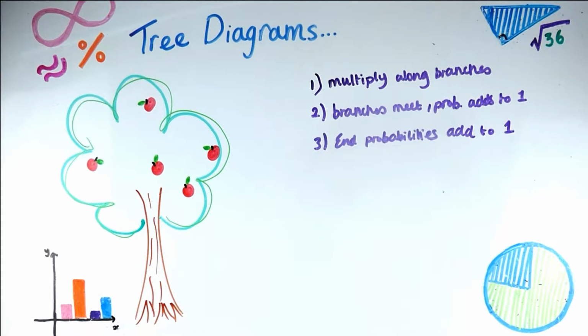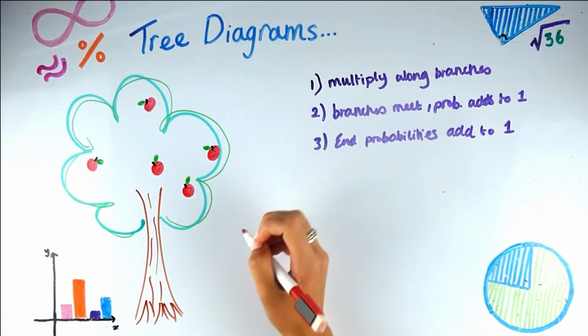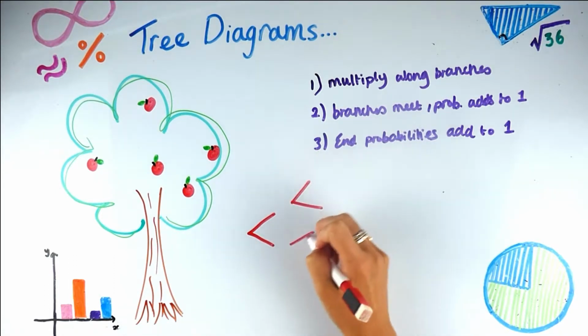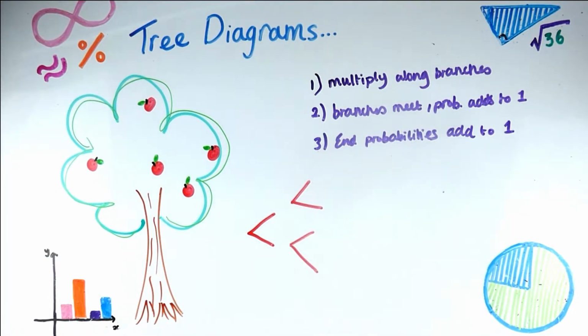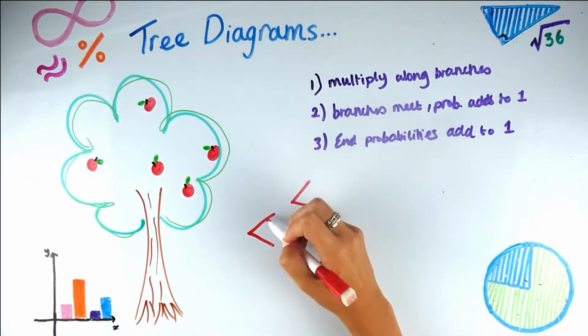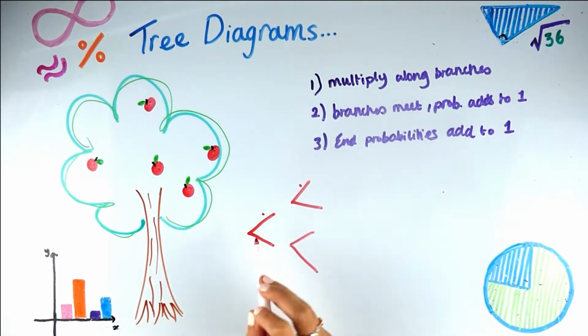So the first one, multiply along the branches. And by branches I mean, probability tree diagrams look something like this, and these are your branches. So if you want a probability at the end, you multiply along the branch, you multiply this one by this one, or this one by this one, or this one by this one. So multiply along branches, we'll see that in an example.